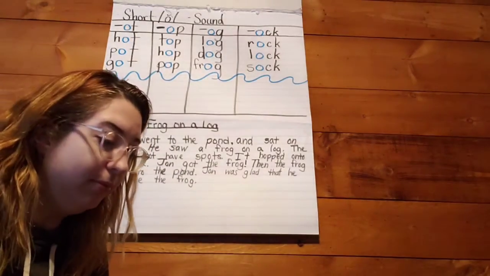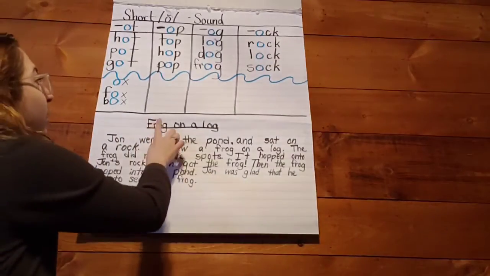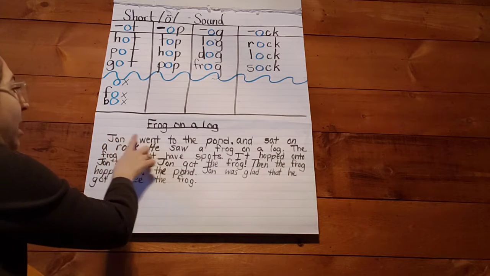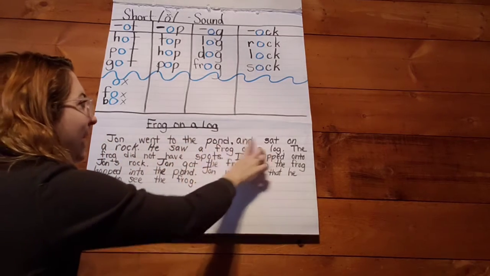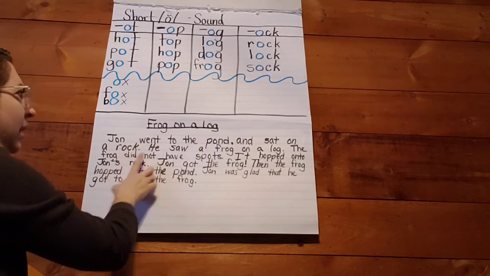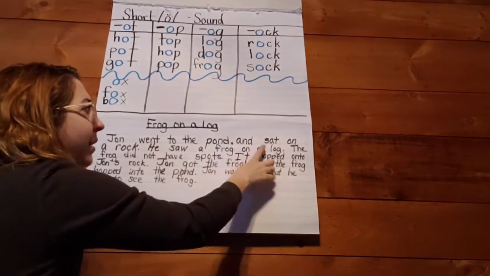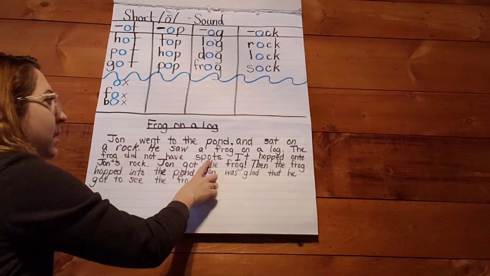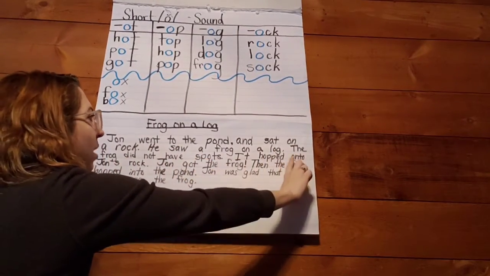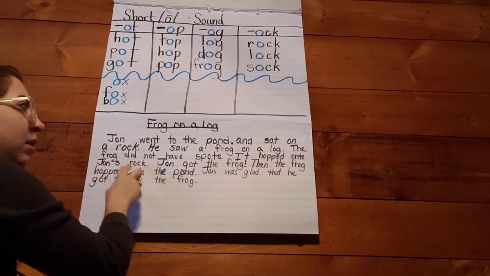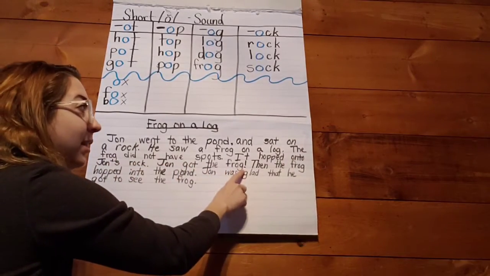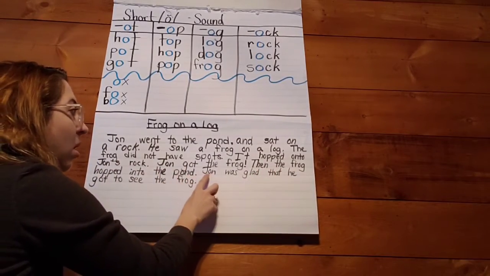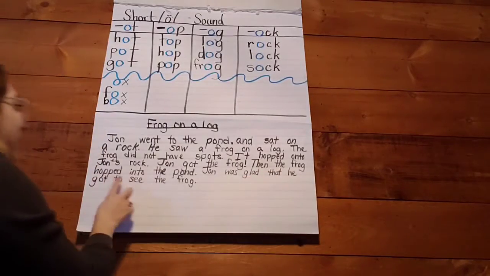So here we go. Frog on a Log. John went to the pond and sat on a rock. He saw a frog on a log. The frog did not have spots. It hopped onto John's rock. John got the frog. Then the frog hopped into the pond. John was glad that he got to see the frog.